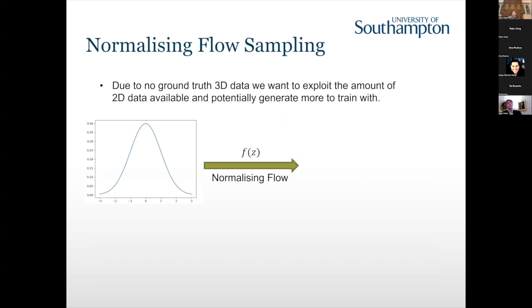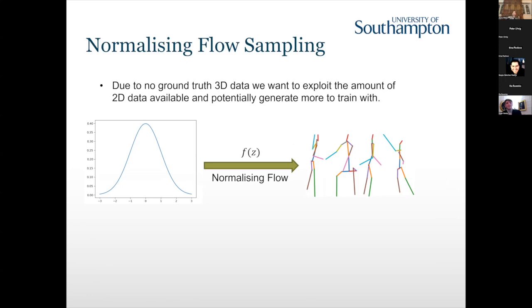Another thing that's really good with normalizing flows is that, due to no ground truth 3D data, we want to exploit the amount of 2D data we have available. So once you have your Gaussian space, you can theoretically sample from it and pass it through your normalizing flow to attain a new 2D pose. Sadly, due to the interconnected nature of keypoints, randomly sampling will just lead to poses which look like they do not exist. As you can clearly see here, these people could work, but it's definitely not right.